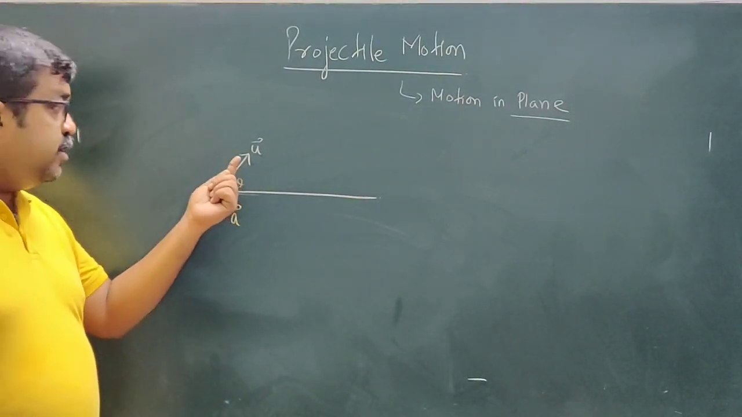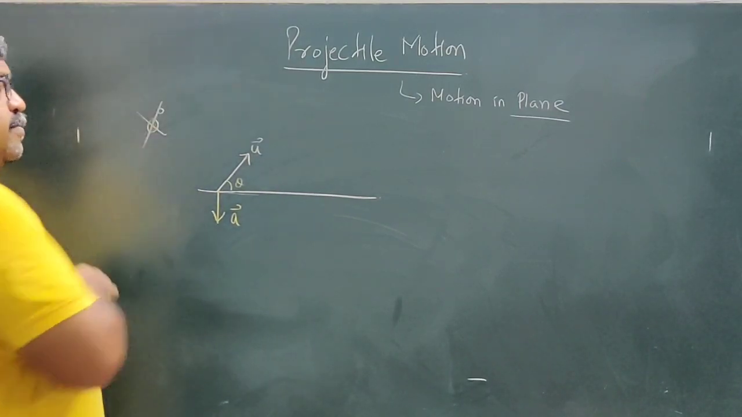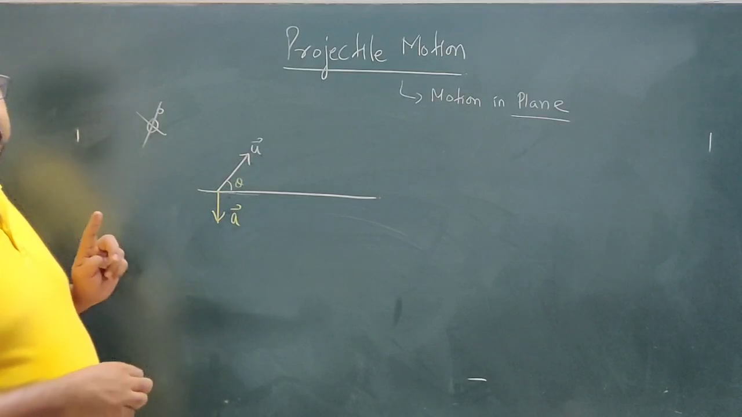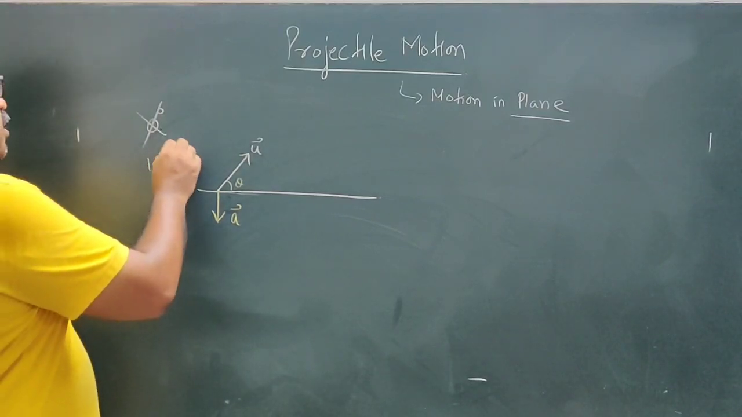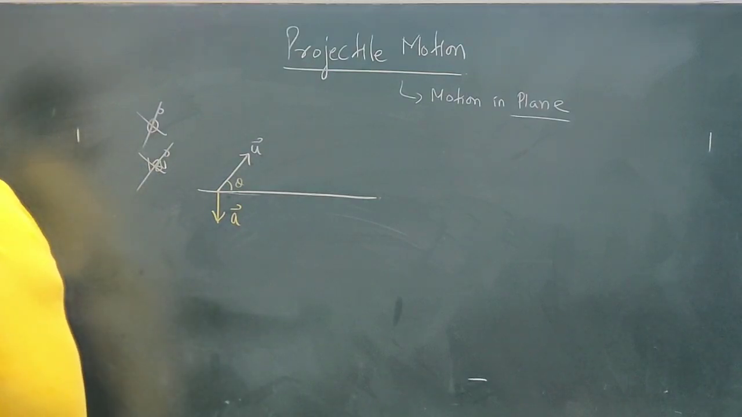Here, the angle between velocity and acceleration is not 0 degree. Neither is it 180 degree.